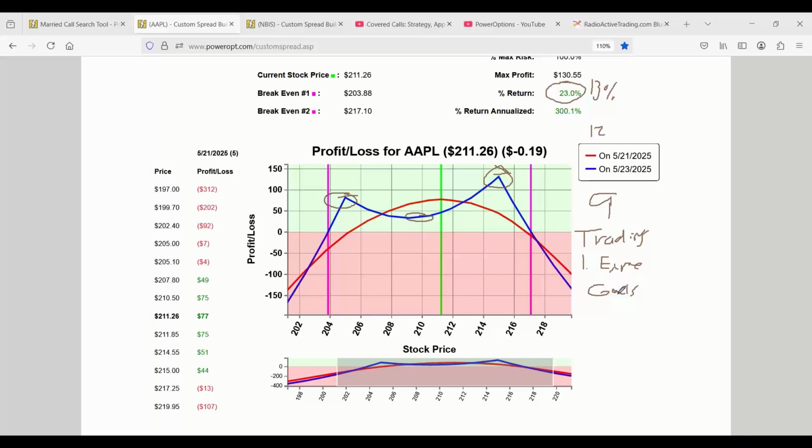Now, max profit I know is 23% in this situation. I've been in the trade for 10 days. The stock moves up to here. My max profit is 130. So I've been in this trade for 3 or 4 days next week. Apple moves up to 213. Let's call it right here. And I could liquidate this position right now for about $75, $80. A little bit more than 50% of the max return that I expected on the trade.